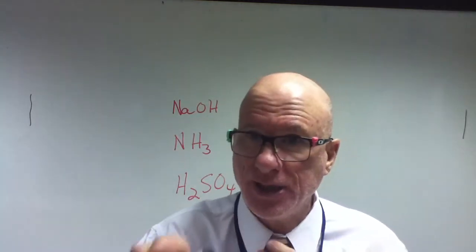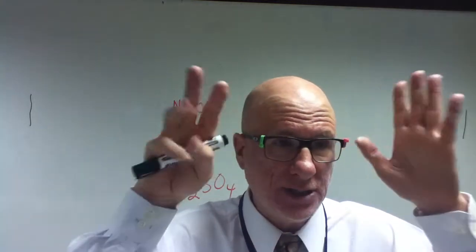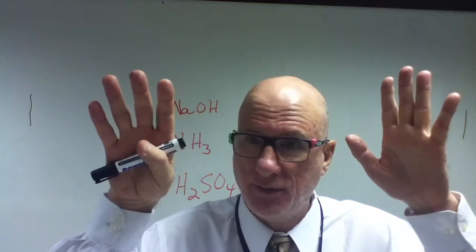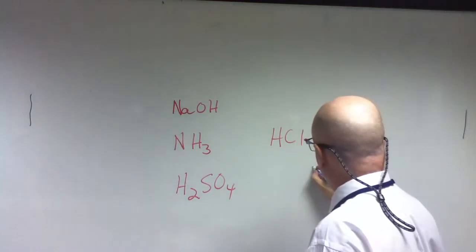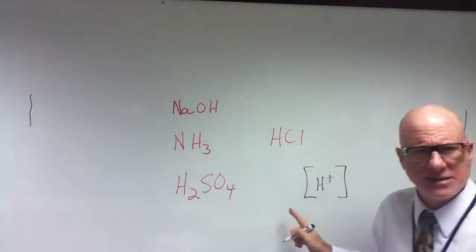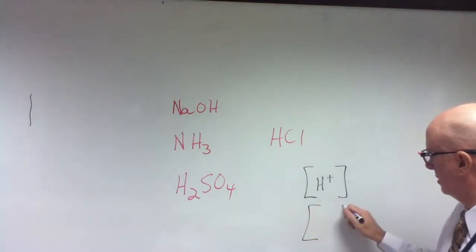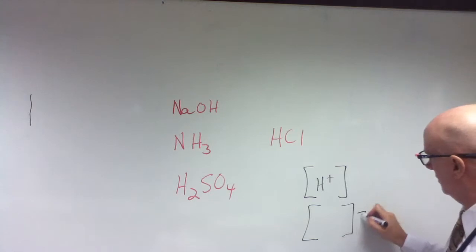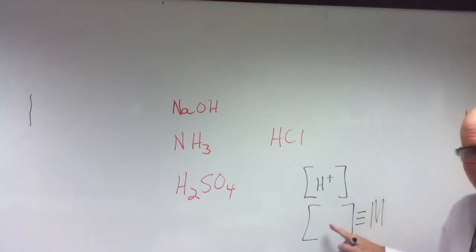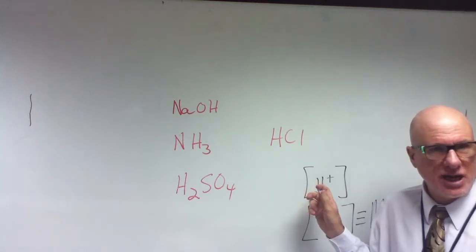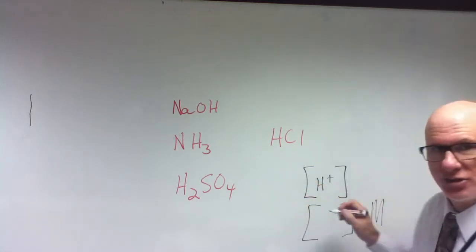While we're there, let's teach this. You know what pH is? pH measures the relative amount of what? Of this? What do the brackets mean? Concentration, molarity. What kind of concentration? Molarity. So the brackets mean molarity. So the molarity of the hydrogen ion concentration is the pH, correct?